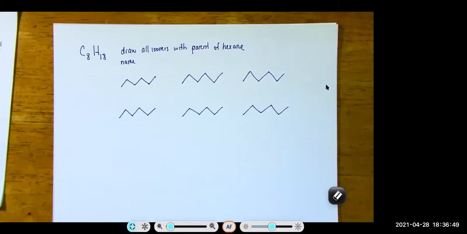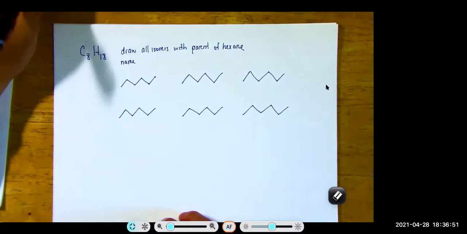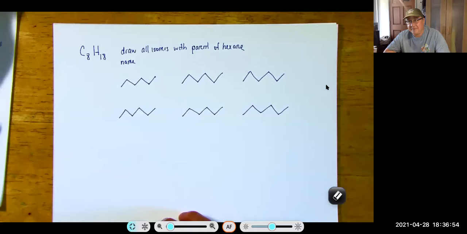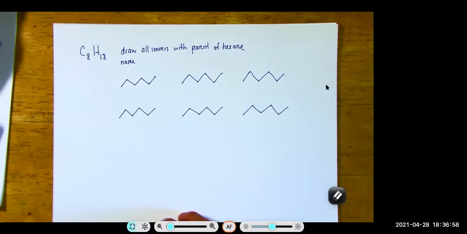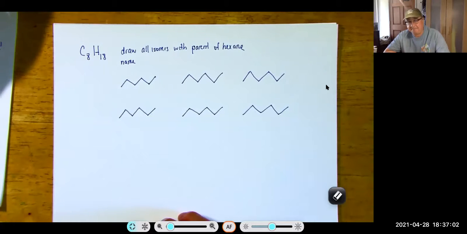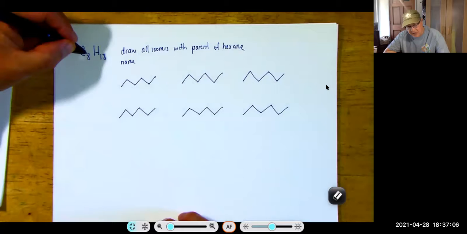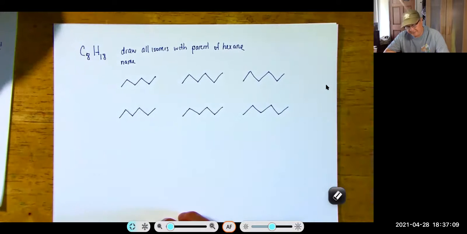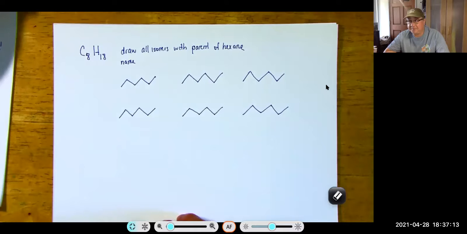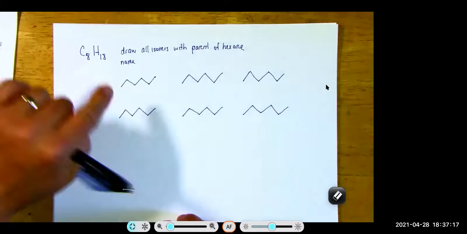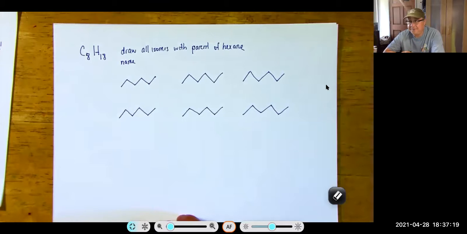So how many carbons in a propyl? 3, right? And how many in a pentane? 5. 5 and 3 is 8. So yeah, you could use a propyl in a pentane. Keep in mind, we're talking about C8H18. Not only could you use a propyl, you could use an isopropyl. I picked this one so that we would stay away from propyls.